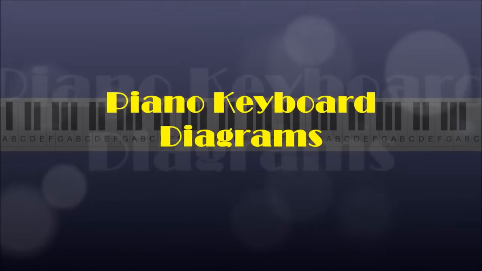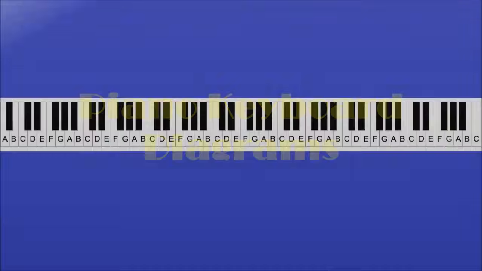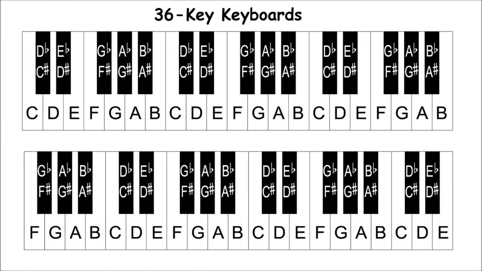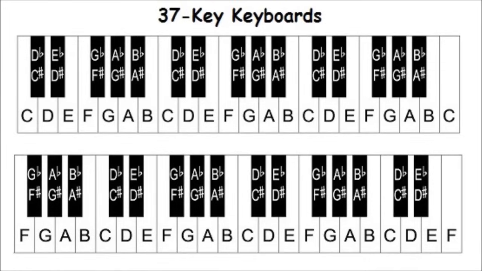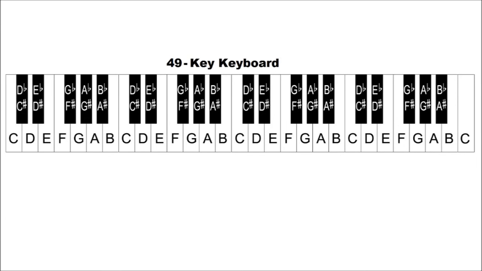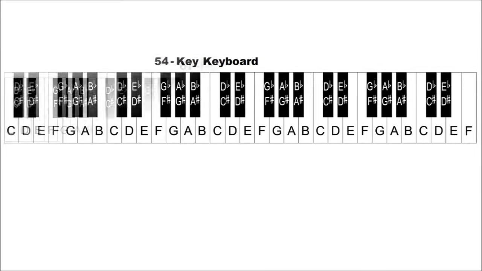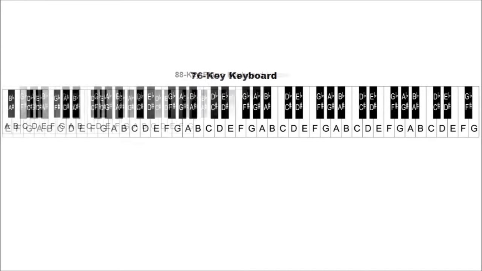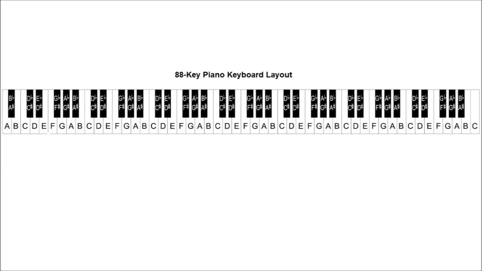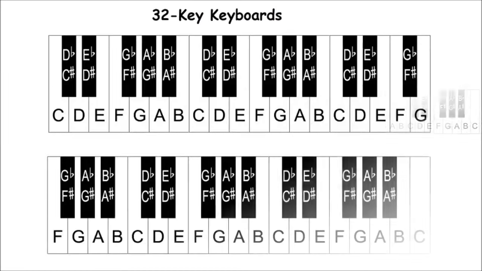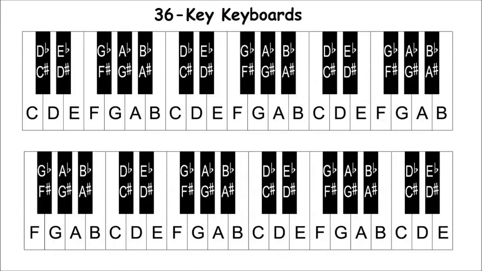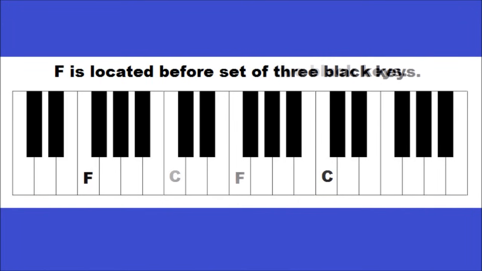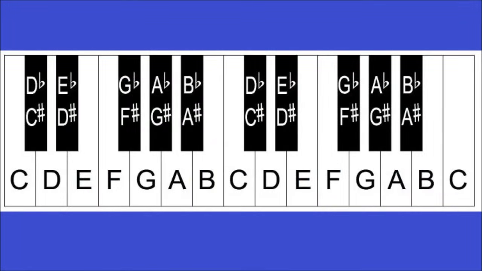Piano keyboard diagrams. This is where I include diagrams of 32 key, 36 key, 37 key, 49 key, 54 key, 61 key, 76 key, and 88 key keyboards. If your specific keyboard is not a part of this list, this is not really a big deal. You will be able to label your keyboard by simply labeling the C and F keys and moving in alphabetical order.